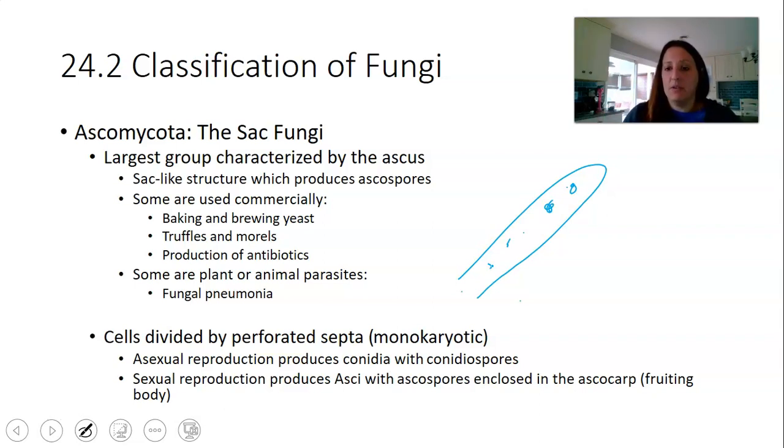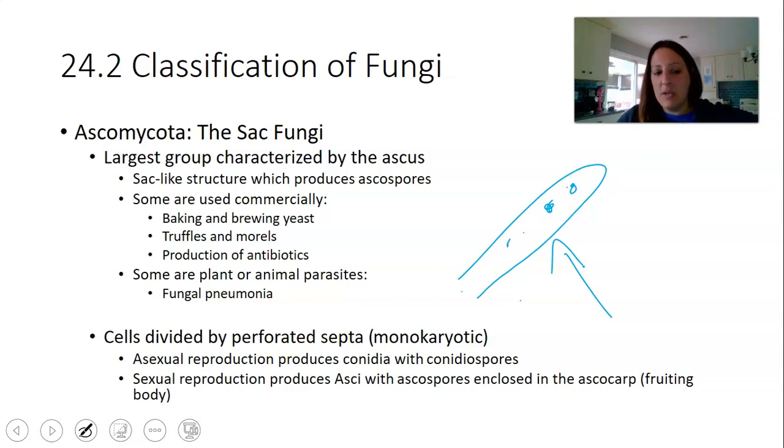If we look at the hyphal strands of members of this group, they are separated by septa, so they are monokaryotic. They will reproduce both sexually as well as asexually, some, not all. In asexual reproduction, we have structures called conidia that produce conidiospores. And sexual reproduction, that's where we get this: the ascus, which produces ascospores, which will be held inside of a structure called the ascocarp, or the fruiting body. Now again, in lab this week, you're going to look at two examples of this, and two of the unknowns will belong to this division as well.